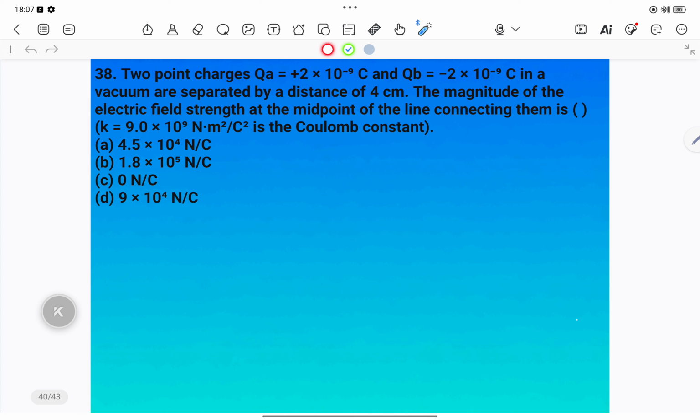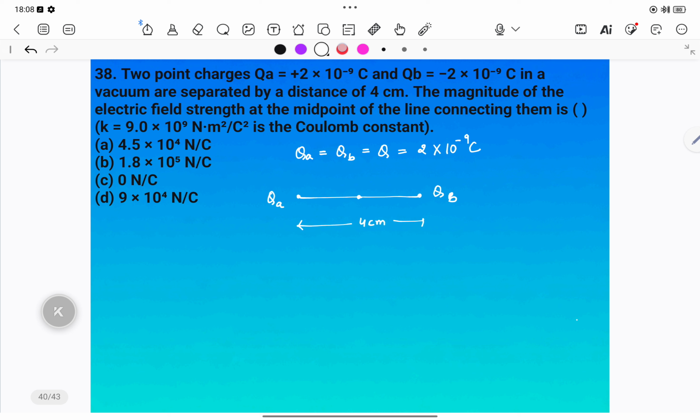So here two charges are given and both the charges have the same magnitude. Suppose QA and QB both are equal, and I am taking that to be Q, which is given as 2 into 10 raised to power minus 9 coulomb, and these are separated by a distance of 4 centimeter. This charge is QA and this is the charge QB, and we have to find the electric field at the midpoint. So the electric field at the midpoint by QA will be in this direction.